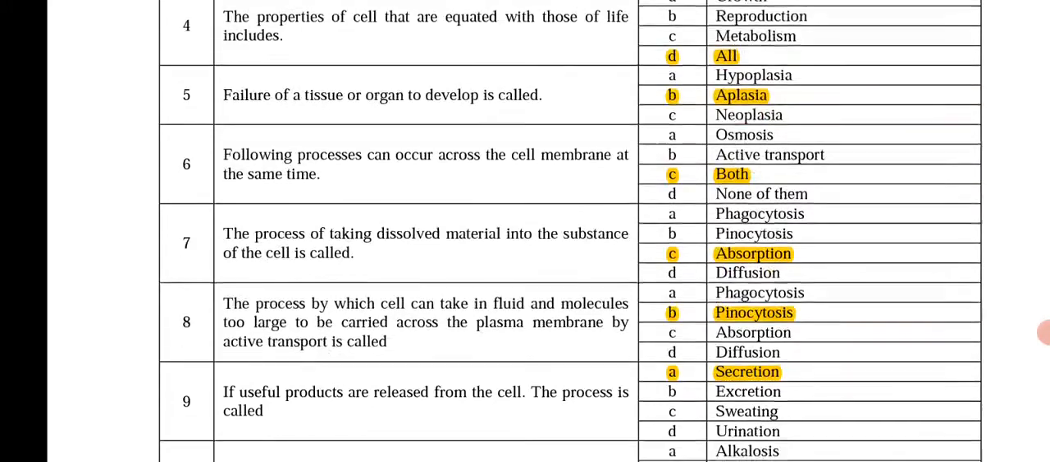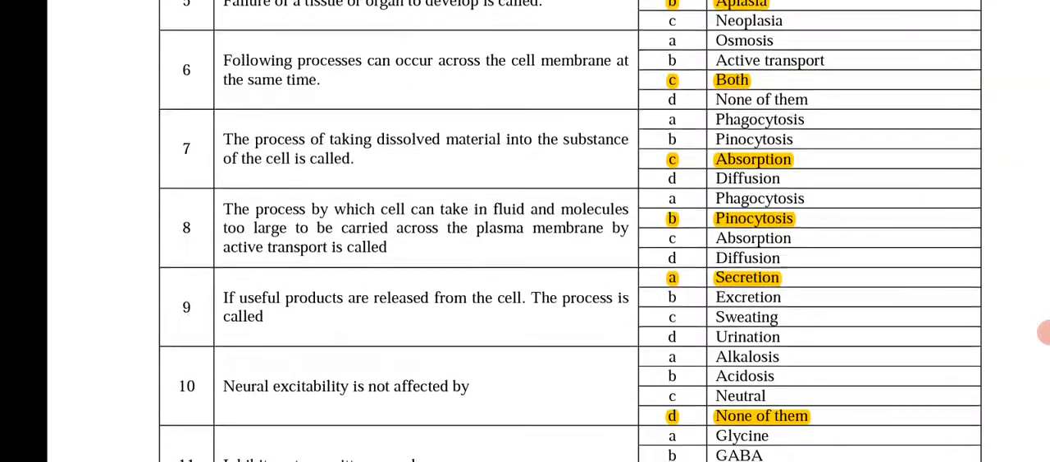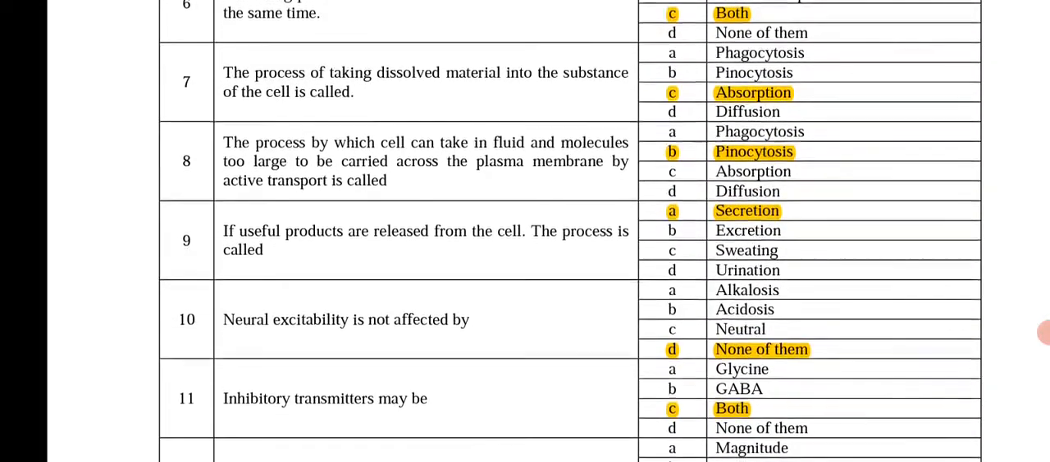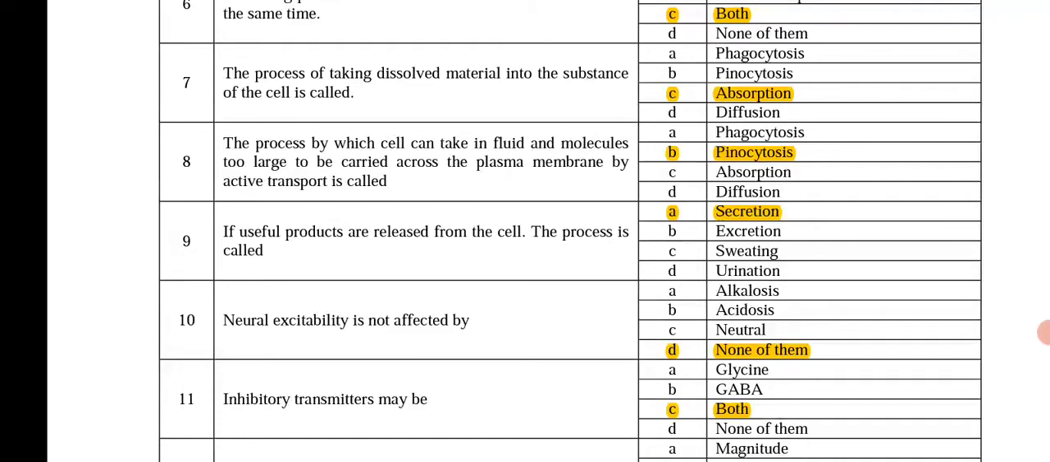The process by which a cell can take in fluid and molecules too large to be carried across the membrane by active transport is called pinocytosis. If useful products are released from the cell, the process is called secretion.